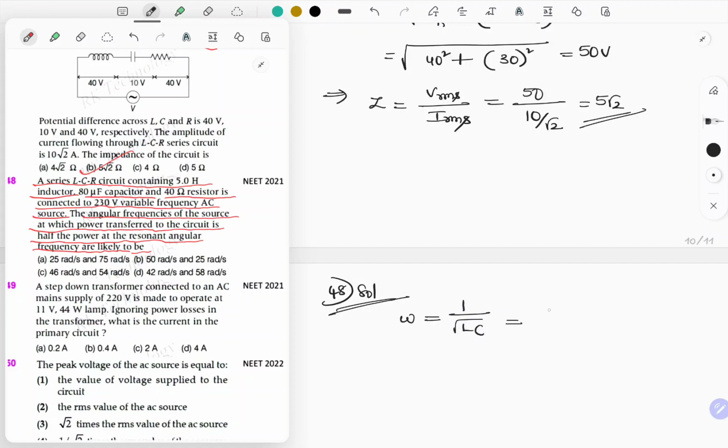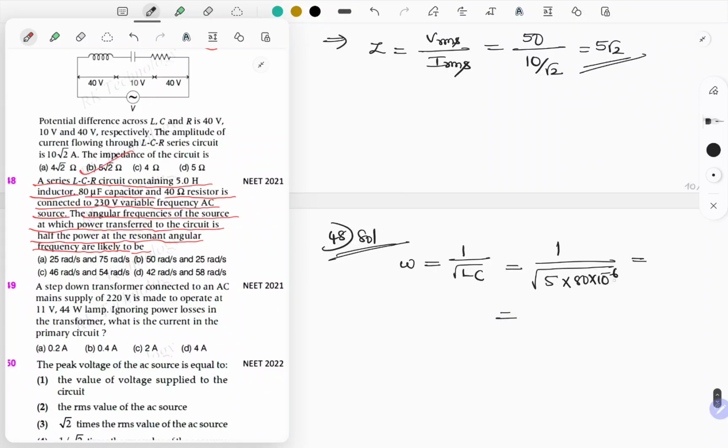What's the value of L? 1 by root of L is 5 into C is 80 into 10 power minus 6. So root of 400 into 10 power minus 6 will be there. 10 power minus 6 goes out of the root as 10 power minus 3. If it goes to the numerator, it's going to be 10 power 3, nothing but 1000... so 10,000 divided by 20. So the zeros get cancelled. You are going to get 50 radian per second. So this is the resonant frequency, omega r.